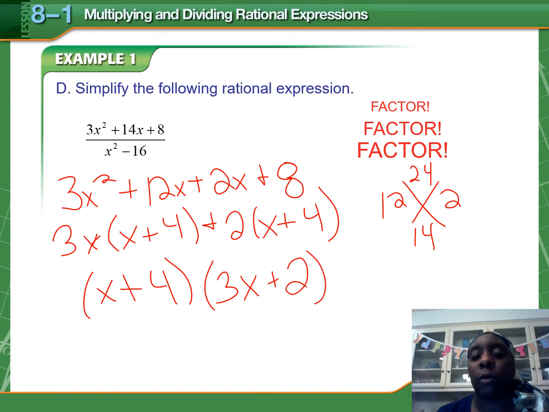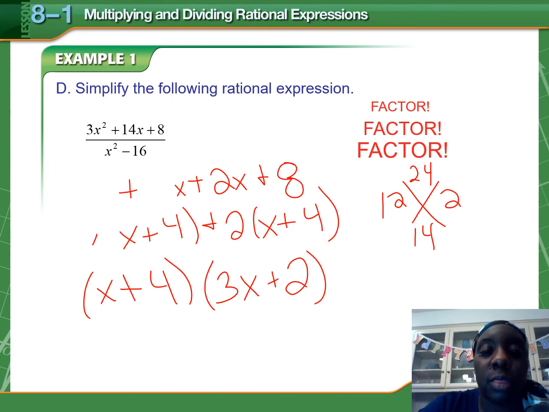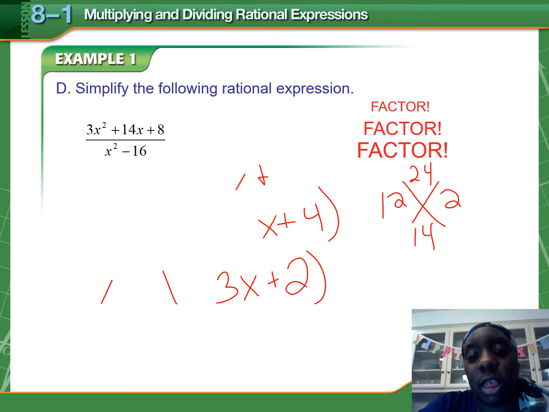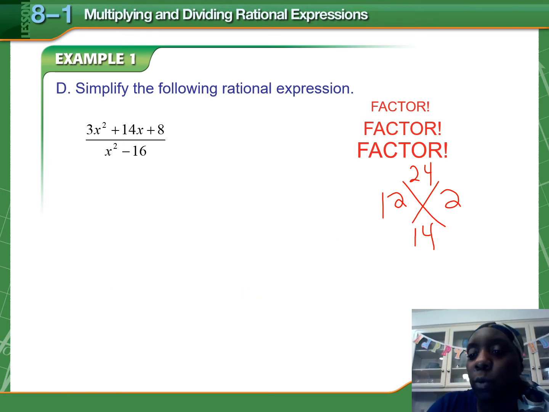All right, so if you want to copy it down, pause it because I'm about to erase the whole thing. So here we go. Now I'm erasing it. Go ahead and replace that with 3x plus 2 times x plus 4. That's what we came up with.